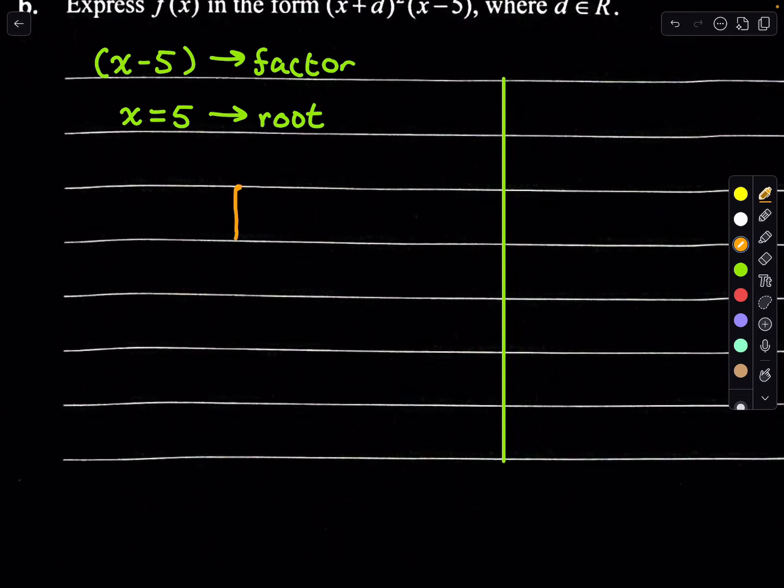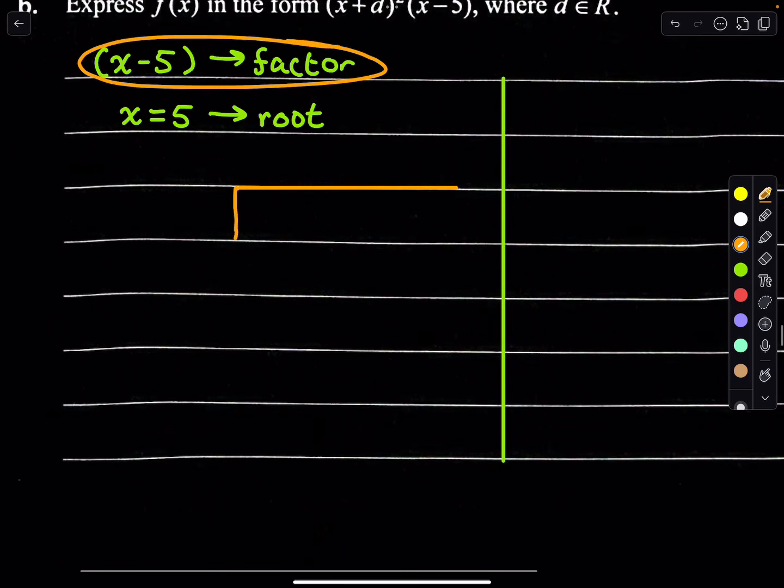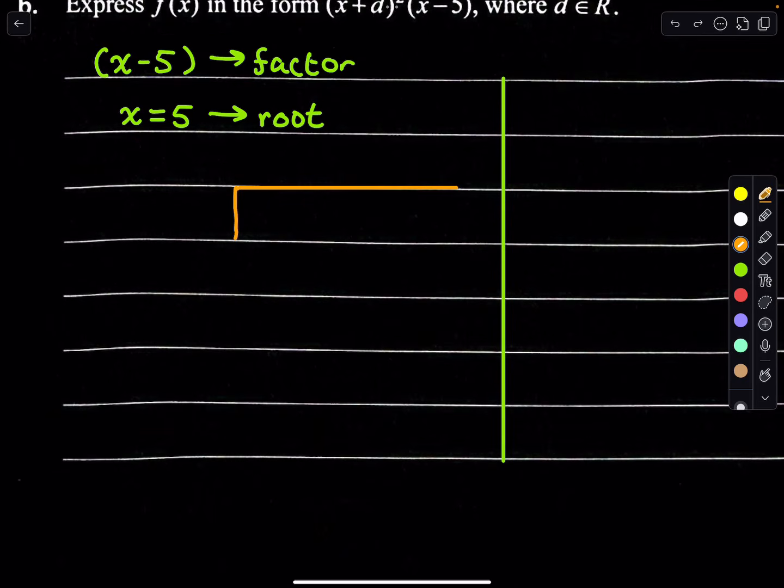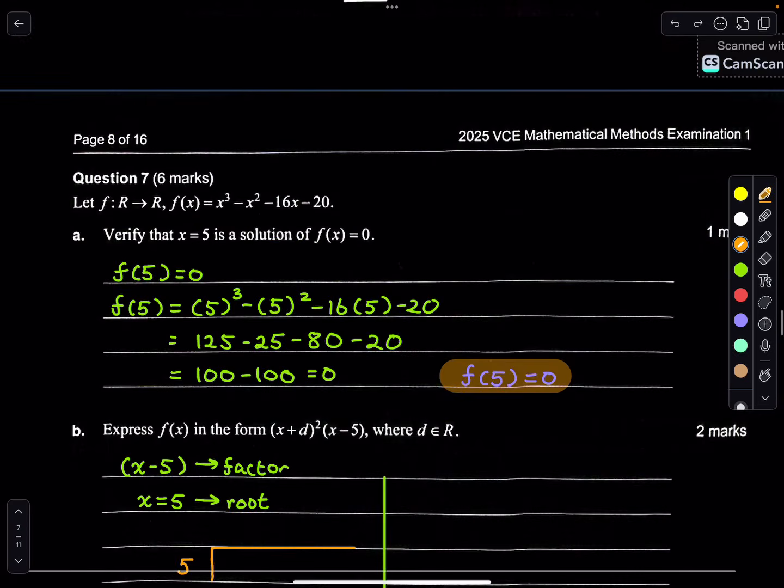So you draw a normal long division table like this, and what you sub in here is actually the root, not the factor. In long division, normally you would put the factor, but here we just put the root. So you know how it's x equals 5? You just put the 5 in there. Beautiful. And what we're going to put here is not the whole function, we're only going to put the coefficients.